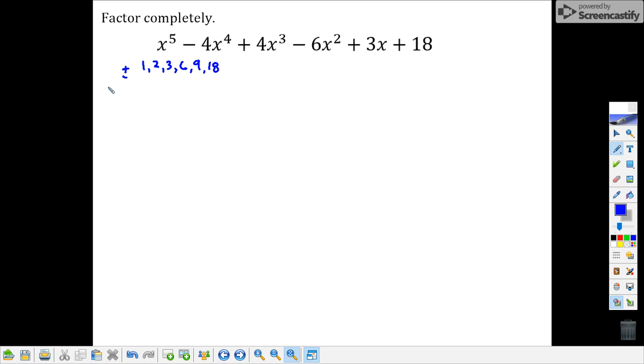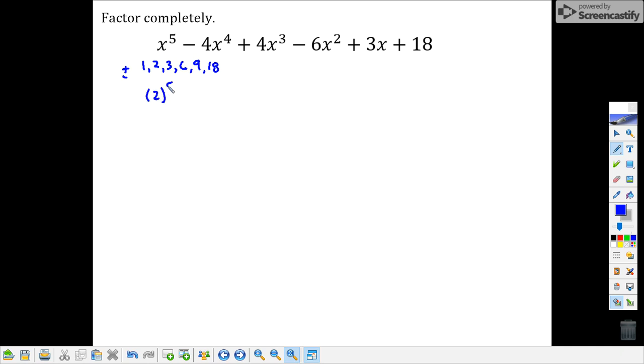So we need to go ahead and find a factor or a zero of this function. So I can go ahead and try a few. In fact, let's go ahead and try 2.